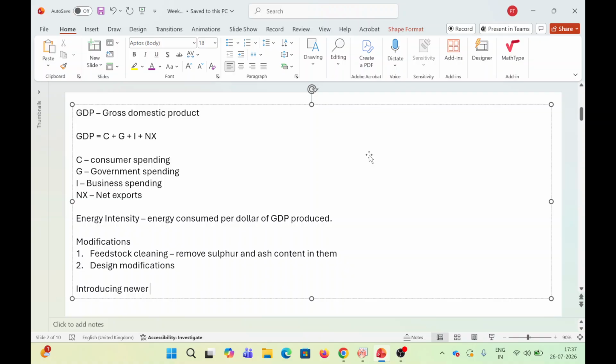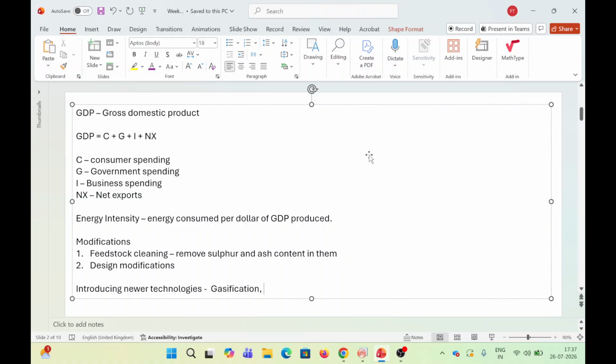The next route is introducing newer technologies. For example, gasification. Majorly in case of coal or fossil fuel, you do combustion. So what you do is supply excess oxygen and then burn the material so that it gets converted to volatile gases and then that energy can be used.